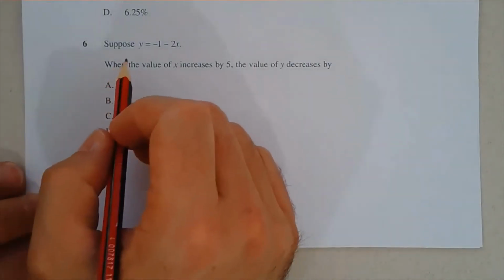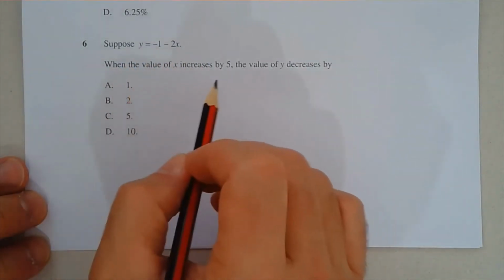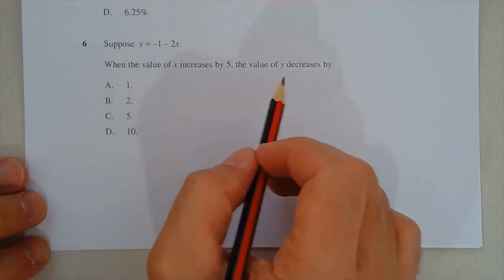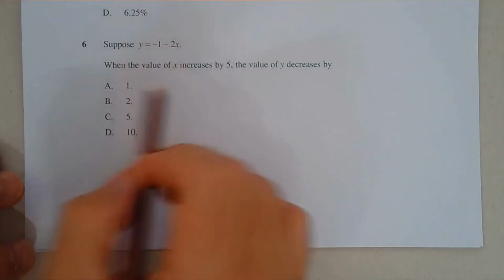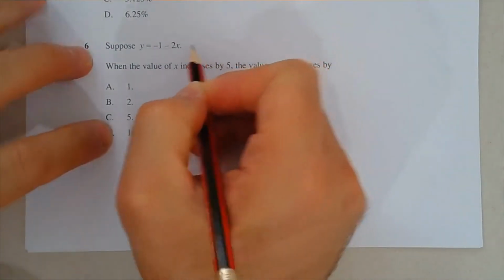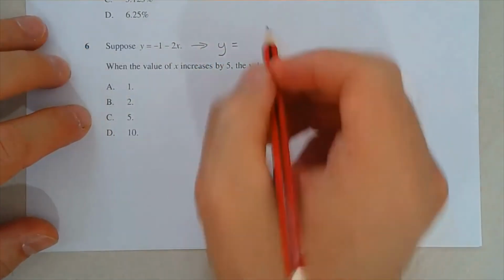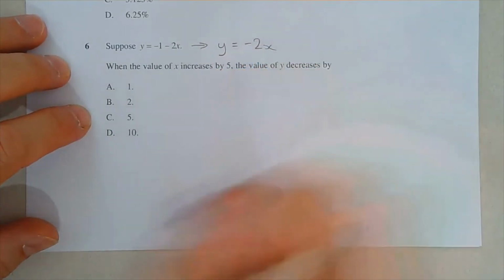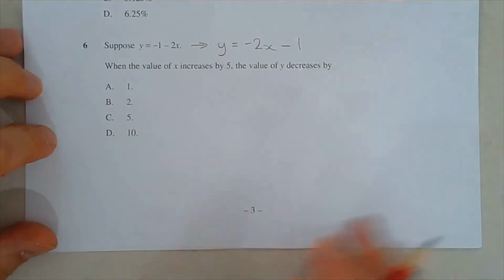Question 6. Suppose y equals -1 minus 2x. When the value of x increases by 5, the value of y decreases by, some options there. So I think the first thing to notice is that the equation really is in the form y equals mx plus c. In fact, I might just rewrite it a little bit differently here. I'm just going to rearrange it just so you can see what's going on. So I'm going to put the -2x first and then -1.